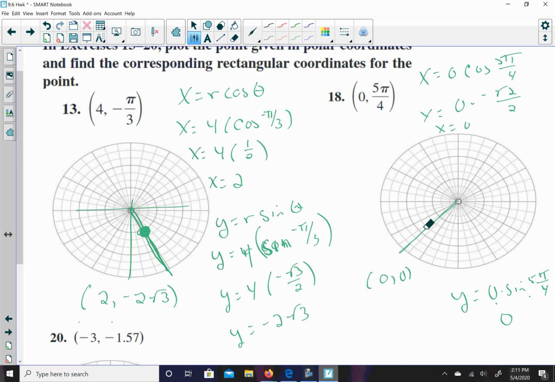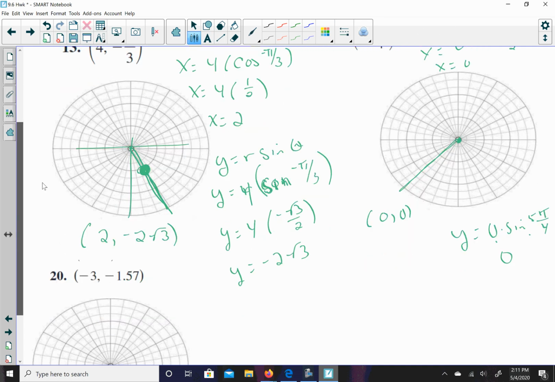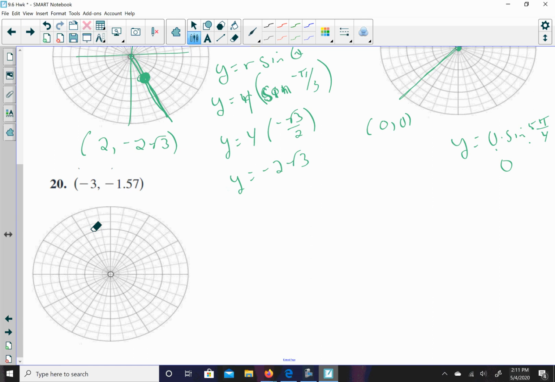And here's my angle, 5 pi over 4. If I'm not doing any radius, I'm just staying at that center, the pole, I believe.